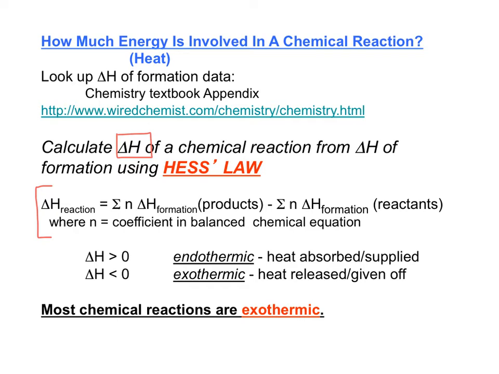To use Hess's law, the first thing we need is a balanced chemical equation. N refers to the coefficient for each reactant and product. We will look up delta H formation of each reactant and product in a table. This symbol refers to the sum. So we have to take the sum of N times the delta H formation of products and subtract it from N times delta H formation of the reactants. A positive delta H reaction means the reaction is endothermic. A negative delta H reaction means it's exothermic.